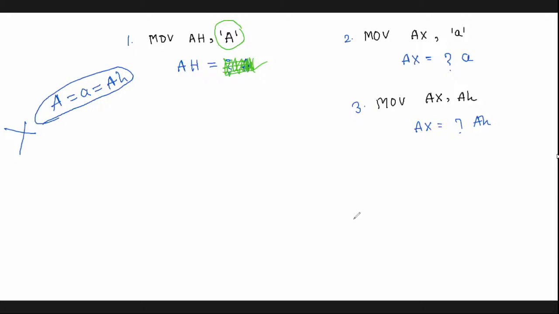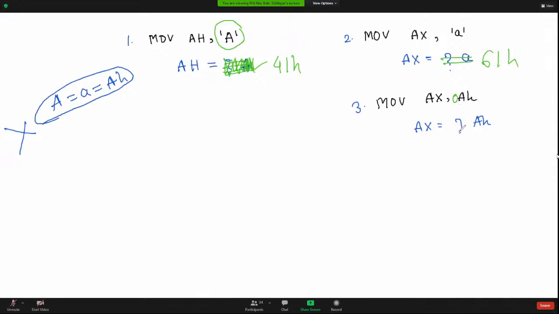Sir, capital A equals 41, sir. Yes, it should be 41 hex. Yes, sir. And small a equals 61 H. And this one, there should be a 0. Okay. This one will be, say.